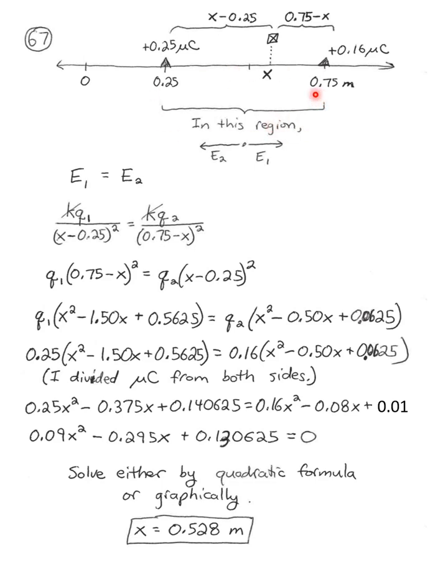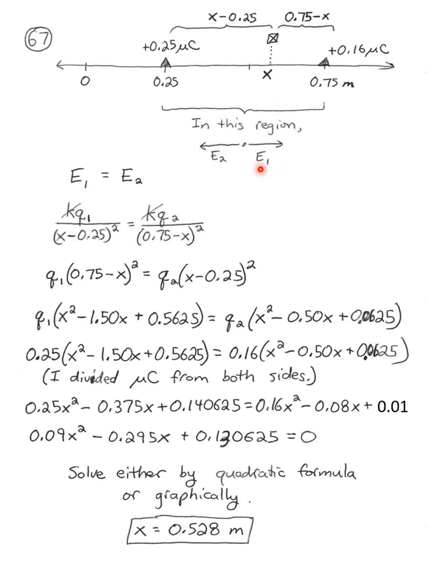And we want to know where it's going to be. So let's just draw it in a random place right there. We have a sense that it's got to be closer. In order for these electric fields to be equal in magnitude, it's got to be closer to the weaker charge. So I've drawn it somewhere a bit closer to the 0.16 microcoulomb charge.